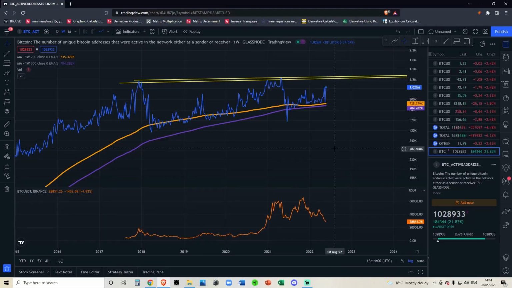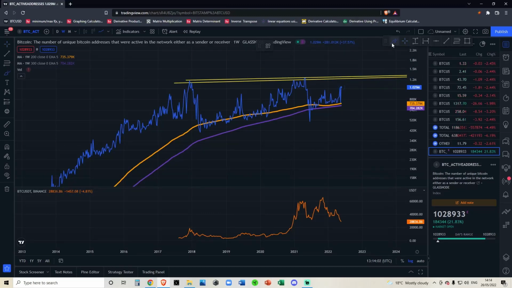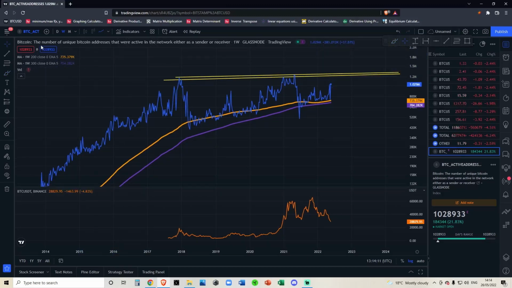So number one, we need to define what Bitcoin active addresses are. This is a Glassnode chart, and Glassnode defines Bitcoin active addresses as the number of unique Bitcoin addresses that were active in the network either as a sender or a receiver.